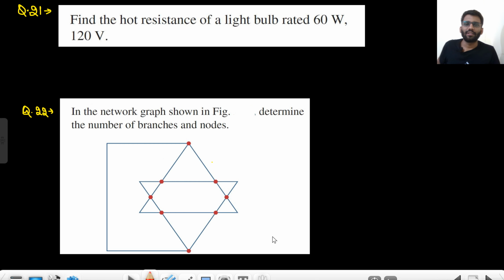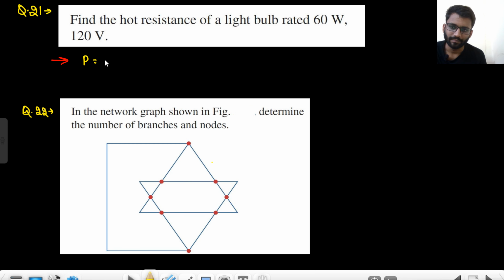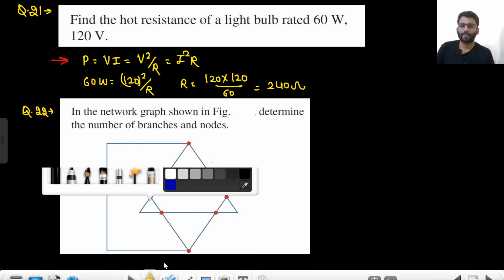Now what is the value of hot resistance for a light bulb rated 60 watt and the voltage is this. So power, I have told three formulas: VI, or V square by R, or I square into R. So 60 watt is equal to 120 square by R. So R value is 120 into 120 by 60. That means 240 ohm. V square by R, so 120 into 120. So yeah, 240 ohm.